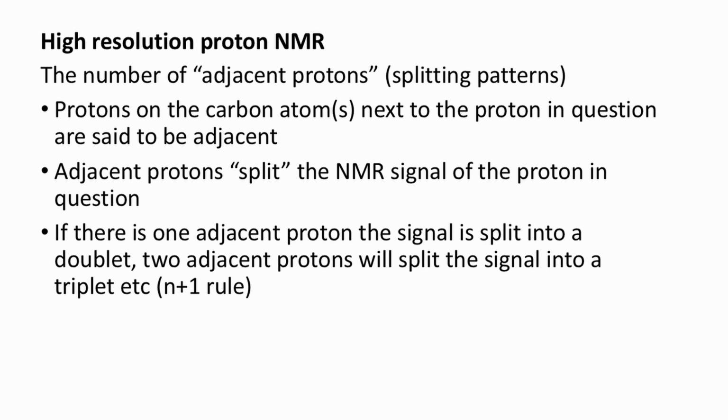Protons on the carbon atom or atoms next to the proton in question are said to be adjacent. Adjacent protons split the NMR signal of the proton in question. If there is one adjacent proton, the signal is split into a doublet. Two adjacent protons will split the signal into a triplet, etc. This is known as the N+1 rule.